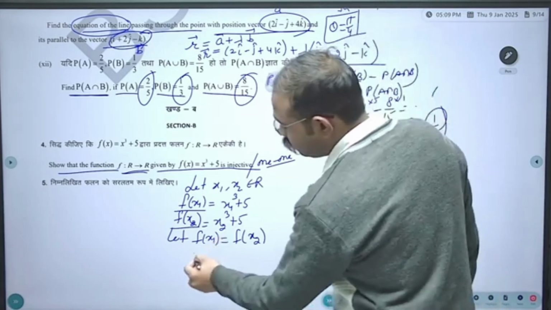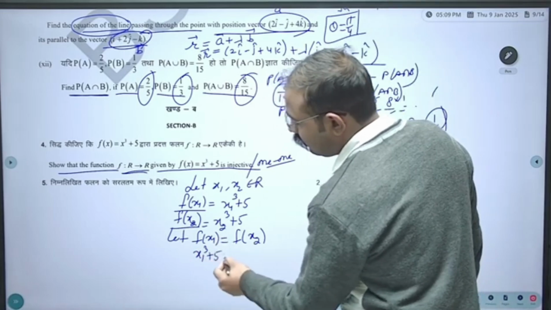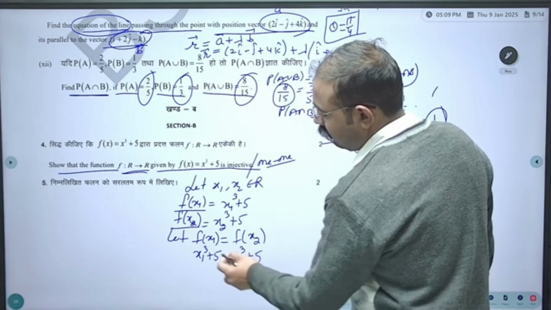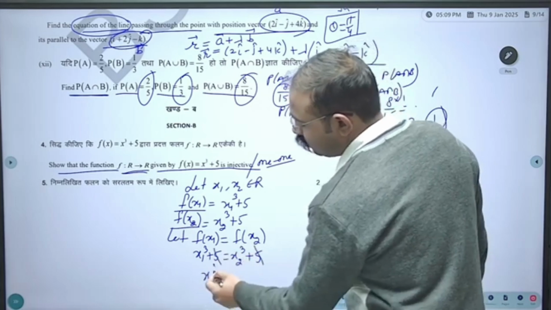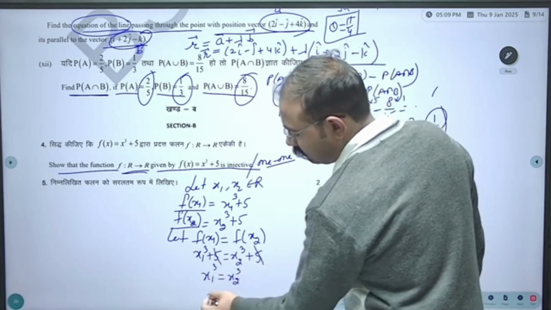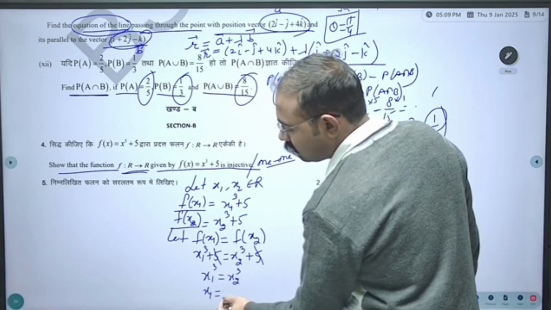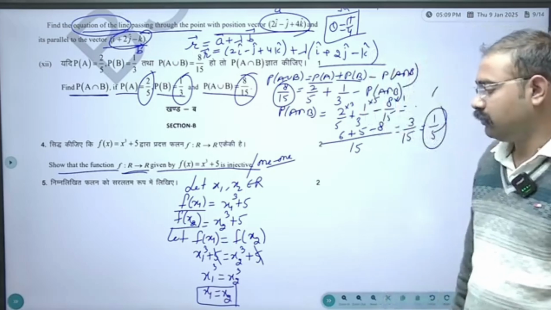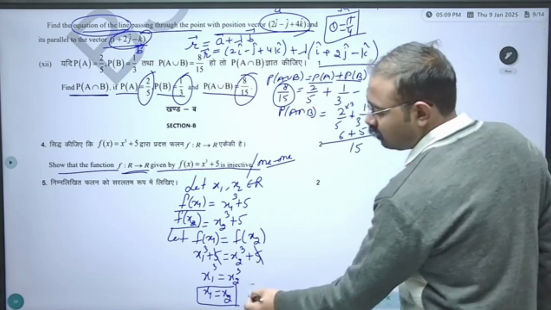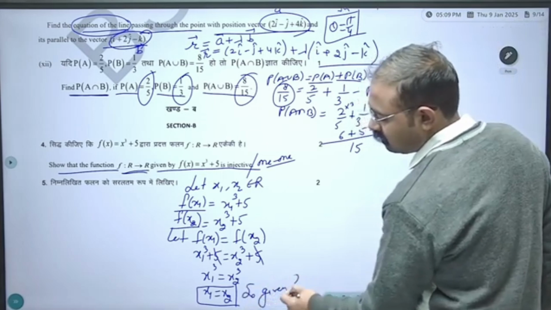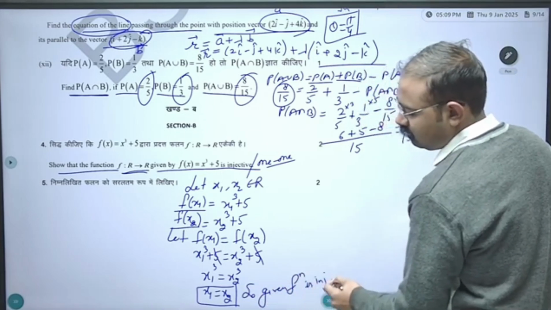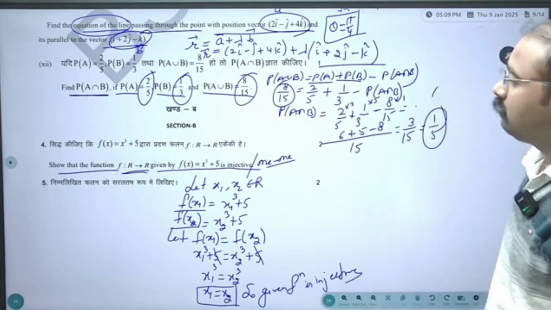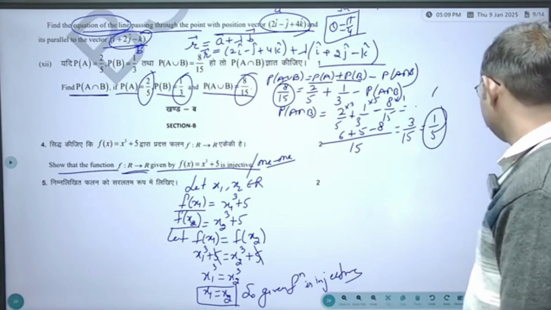So value of f(x1) is x1 cube plus 5, value of f(x2) is x2 cube plus 5. 5 and 5 cancel. x1 cube equals x2 cube, and by taking cube root of both sides, x1 equals x2. So here we are getting x1 equals x2. So the given function is injective, or we can say one-one function. This was the 4th question. Now let's move to the next question.